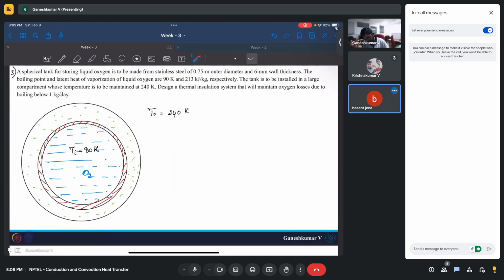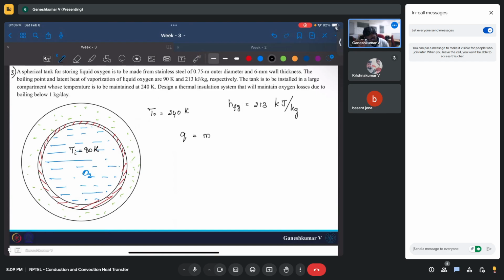So how will you calculate the heat? The latent heat is 213 kilojoule per kg. So a maximum of that much heat could be allowed. So hfg we can write as the latent heat. hfg is 213 kilojoules per kg, and I can have only 1 kg per day.